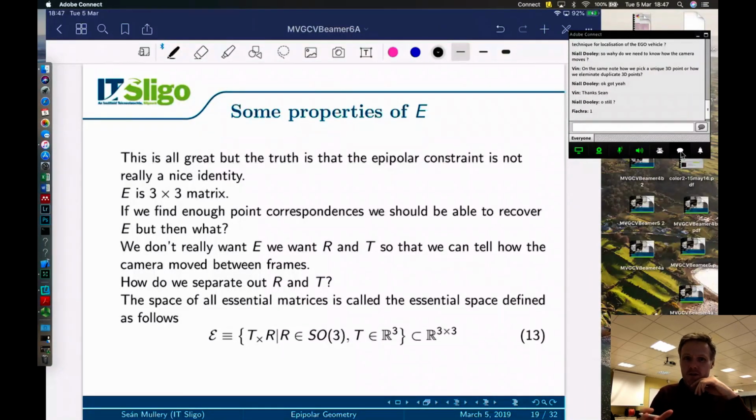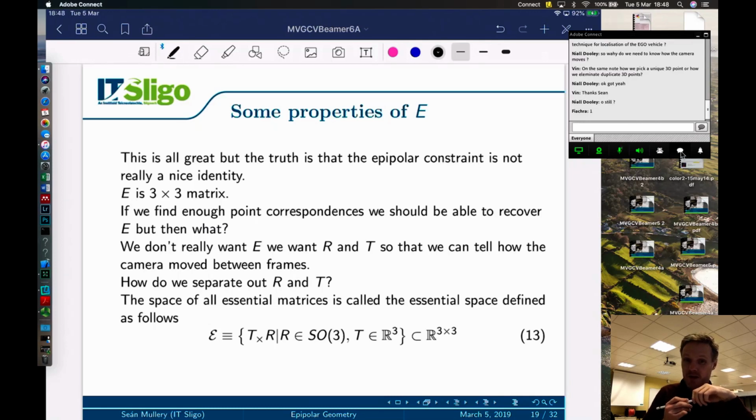So this is all great, but the truth is that the epipolar constraint is not really a nice identity. So E is a 3x3 matrix. If we find enough point correspondences, we should be able to recover E, but then what do we do? How do we separate it out into the rotation and translation, because that's what we want to know. So we don't really want E, we want R and T, so that we can tell how the camera moved between frames. How do we separate out R and T?